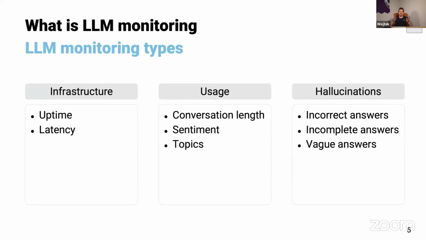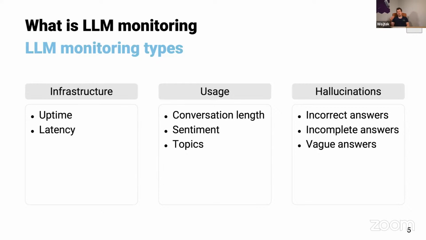There's basically 3 different types of LLM monitoring. The first one is the infrastructure, where we're going to be monitoring the uptime, the latency, all these kinds of infrastructure metrics to make sure that the LLM is actually online and it's giving answers to the users in a timely fashion. The second one is monitoring the usage.